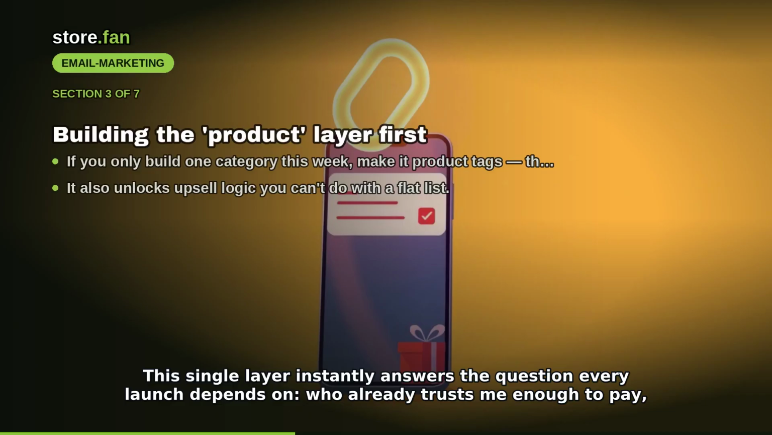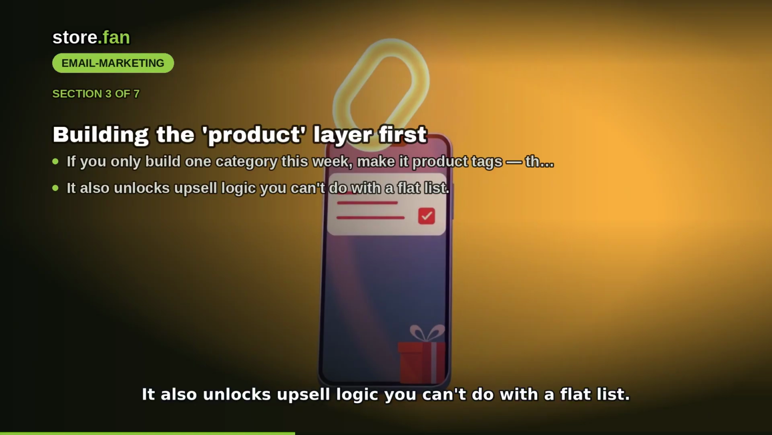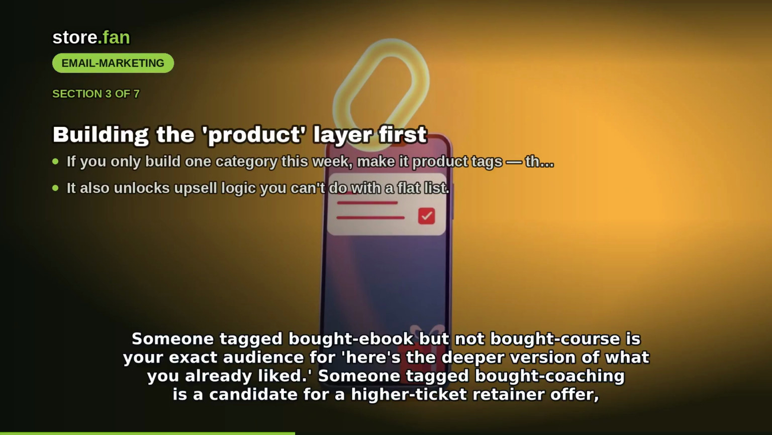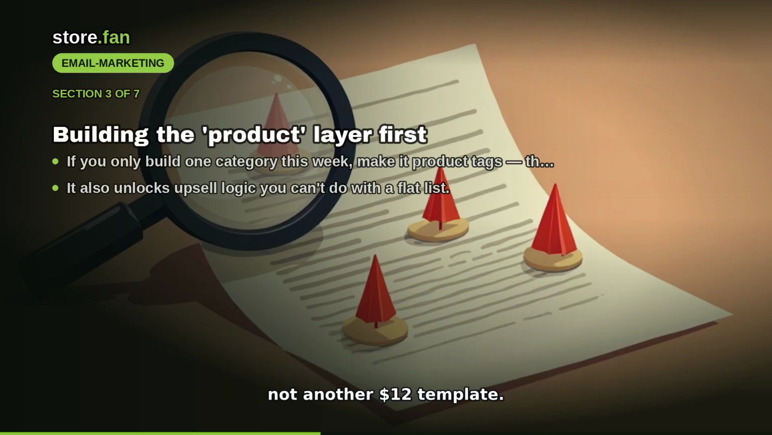This single layer instantly answers the question every launch depends on: who already trusts me enough to pay, and who's still on the fence? It also unlocks upsell logic you can't do with a flat list. Someone tagged bought ebook but not bought course is your exact audience for "here's the deeper version of what you already liked." Someone tagged bought coaching is a candidate for a higher ticket retainer offer, not another $12 template.